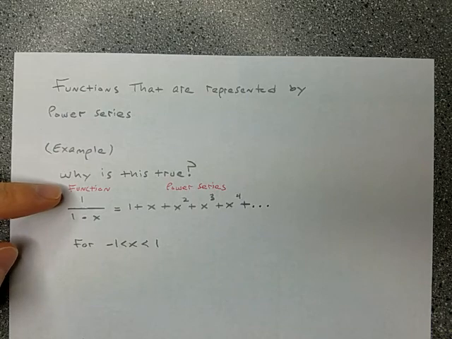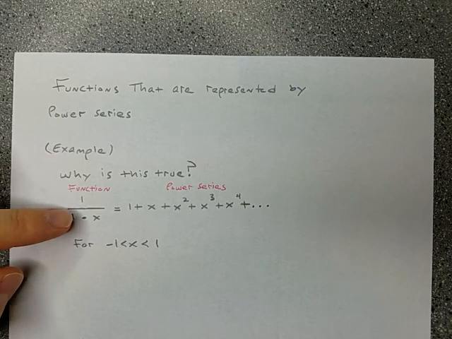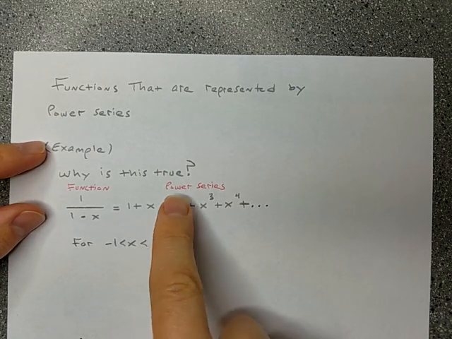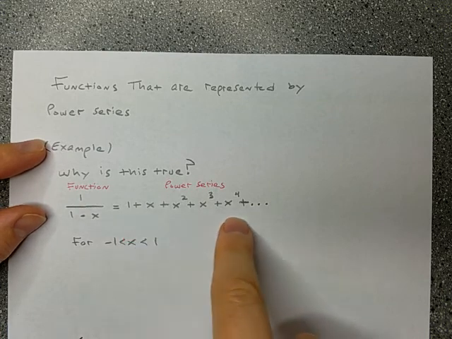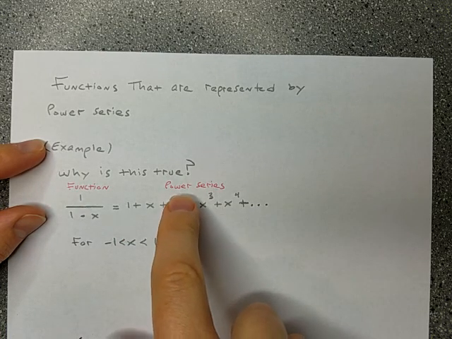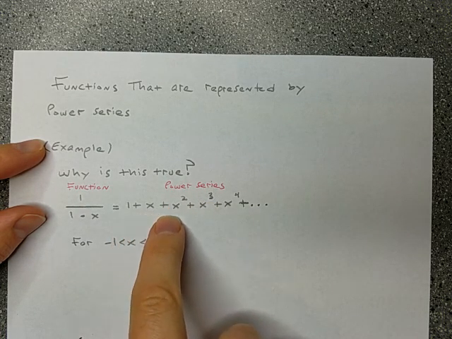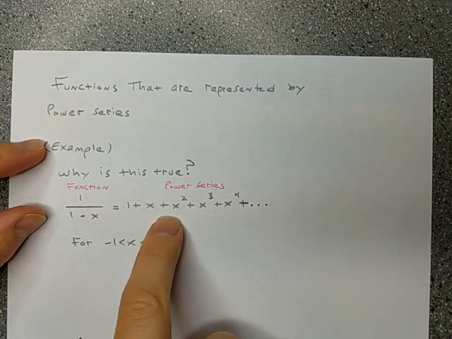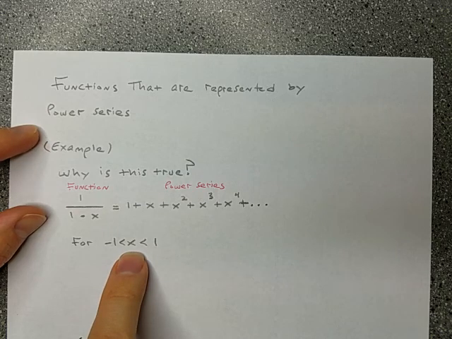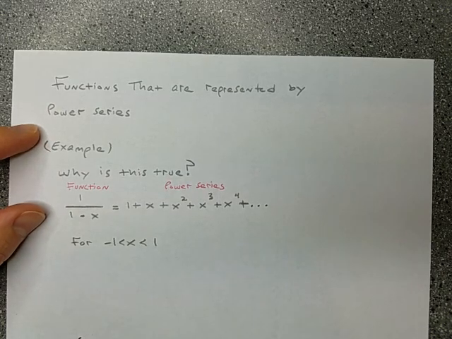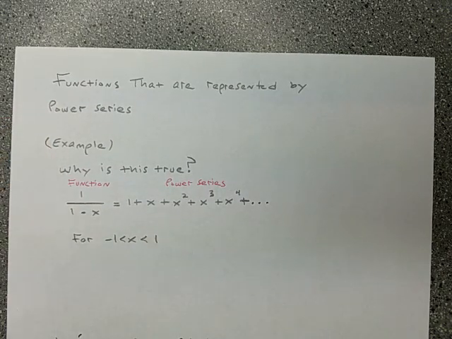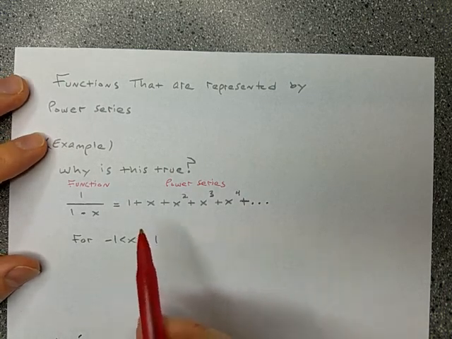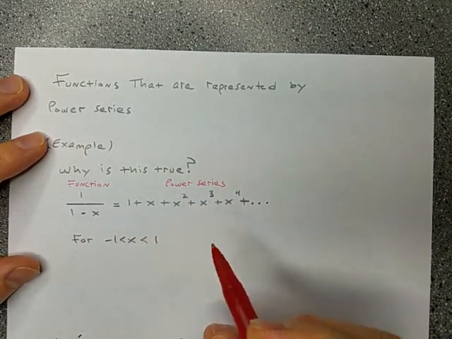Why is it that the function 1 over 1 minus x is equal to this series, which happens to be a power series, 1 plus x plus x squared plus x to the third, and so on? Why is that a true statement as long as x is in between -1 and 1? Well, the answer to that is fairly simple, all right? This is a geometric series over here.